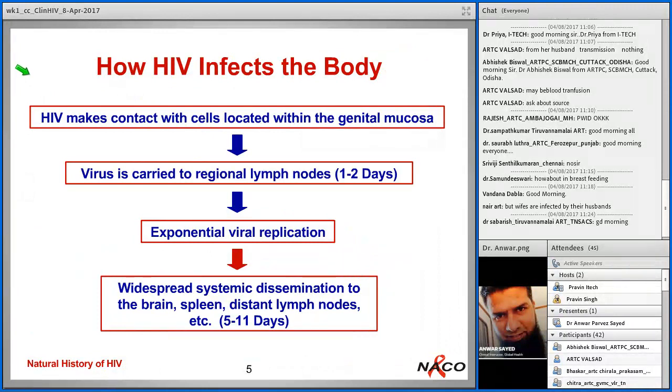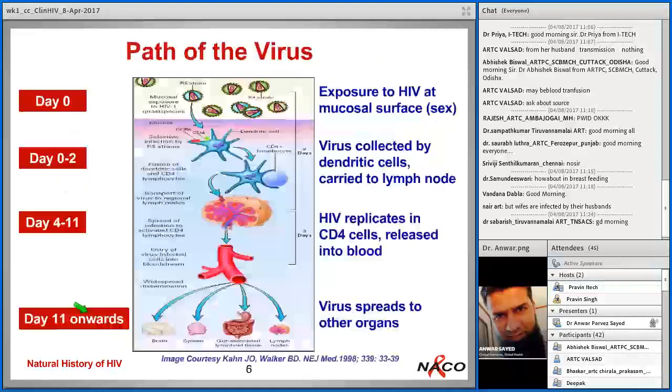Let's come to the pathology or pathogenesis. In terms of how the virus infects a person, whenever there is sexual activity between an HIV positive and a negative person, HIV makes contact with the cells located within the genital mucosa. These are dendritic cells. From these dendritic cells, they will take HIV to the regional lymph nodes within 1 to 2 days. In the regional lymph nodes, there will be exponential multiplication or replication of the virus, and these viruses are released into the bloodstream, from where they go to all organs. It can also directly attack some of the organs.